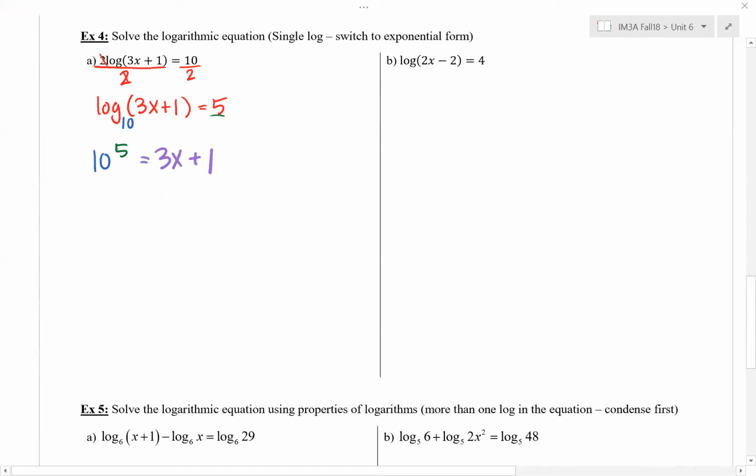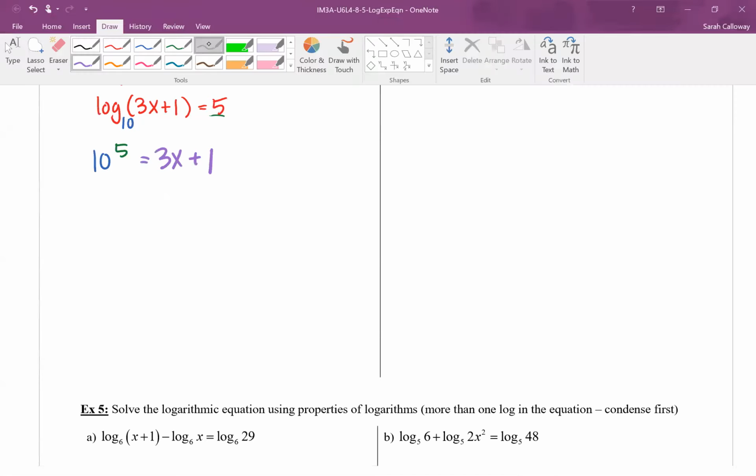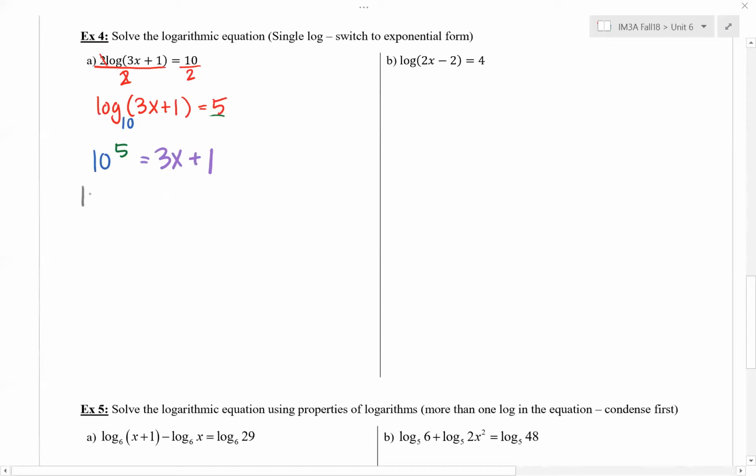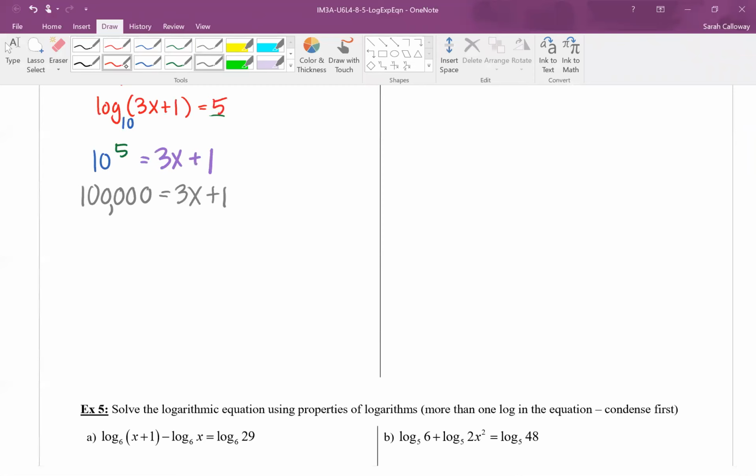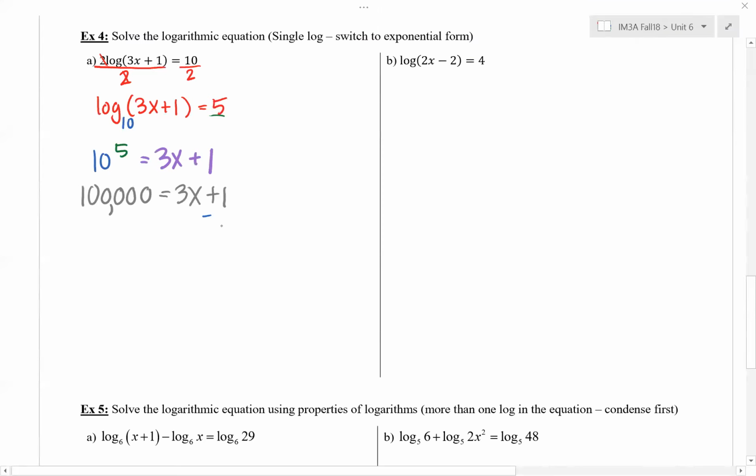So let's simplify 10 to the 5th. Remember that 10 to any power is just a 1 with that many zeros. So we've got 1, 2, 3, 4, 5 zeros. So that's actually 100,000. Okay, so 100,000 equals 3x plus 1. So we want to get x by itself, which means we want to move the 1 and 3 over. So let's subtract 1 from both sides. So if I have 100,000 and I subtract 1, that means I have 99,999 left over, which is going to be equal to 3x.